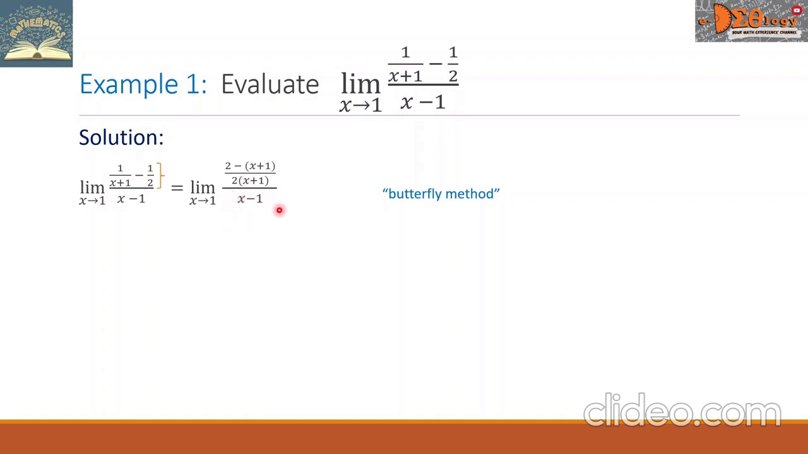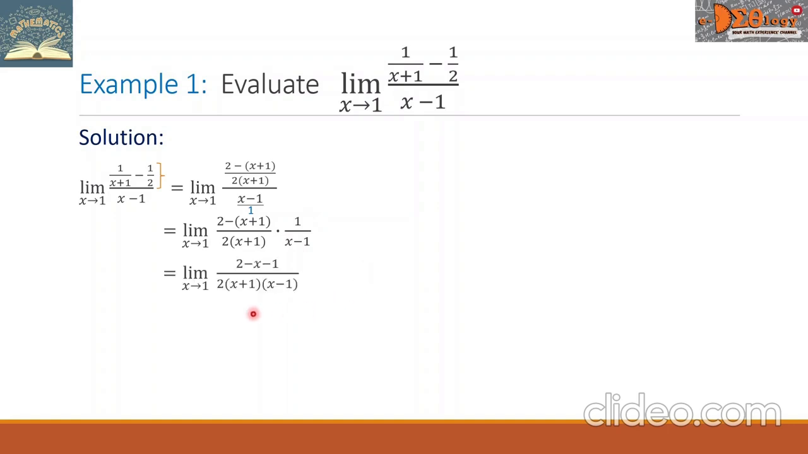Note that our denominator is a polynomial, but we can write this as a fraction with denominator 1. And with this, we can show our complex fraction to be a product of two fractions. So the first fraction is our numerator times the inverse of our denominator, so that is 1 all over x minus 1. Then we multiply numerator by numerator, denominator by denominator. So we have it like this.